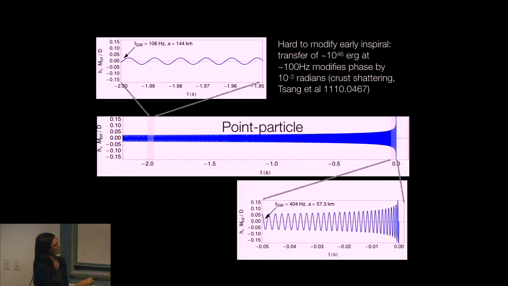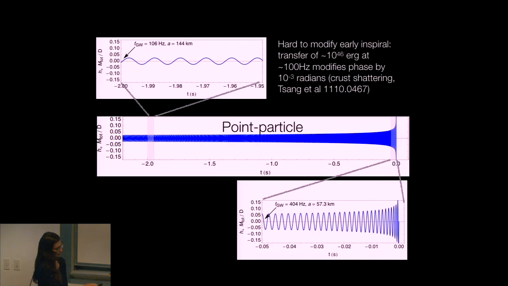For example, at around 100 hertz, if you have some sort of scenario like this crust shattering that Dave Singh and I once worked on with some friends who were actually here at Caltech at the time, you can transfer 10^46 ergs in a fraction of a second at 100 hertz and modify the phase of the inspiral by 10^-3 radians, which is undetectable, at least for the next couple generations of gravitational wave detectors. So where you're going to look for the signature of matter is in the final milliseconds, a fraction of a second of the waveform.